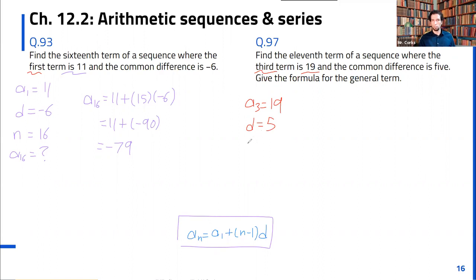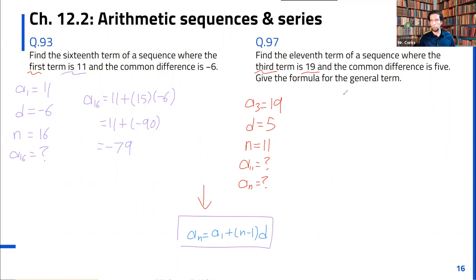We can find the first term, A1, according to that. First, let's see what else we're given here. n. So we're given n. Our n is 11, and we are being asked to find A11. And they also want the general term, so A_n is something. It was pretty easy to use this formula on the one on the left because we were given A1, but here we're given A3.